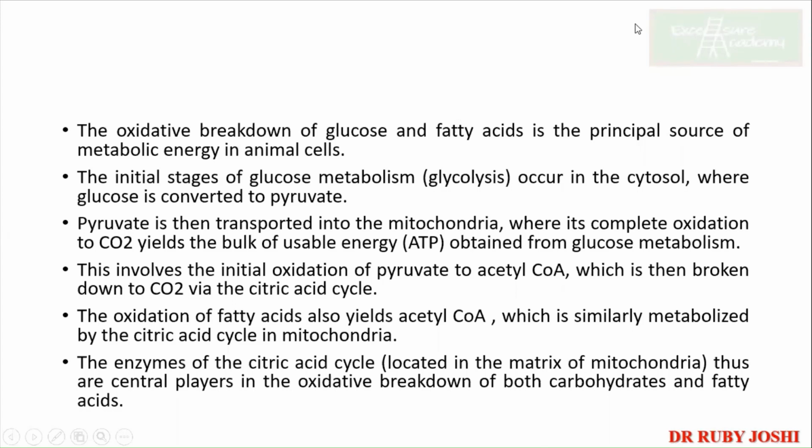So what is happening in the mitochondria? The glucose and the fat are all broken down. Glucose undergoes glycolysis and fatty acids undergo beta oxidation. This is how we remember it: glycolysis for glucose and beta oxidation for fatty acids. Everything results in the formation of acetyl CoA or pyruvate. Now this pyruvate enters the mitochondria, where it undergoes complete oxidation to give you CO2 and ATP.